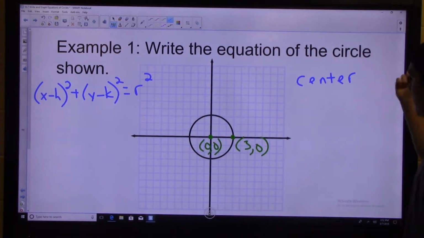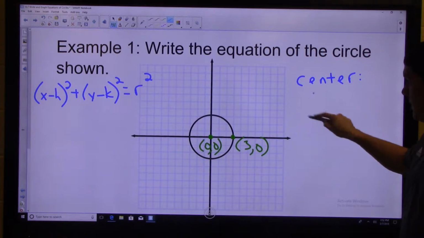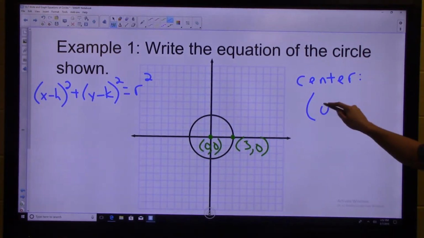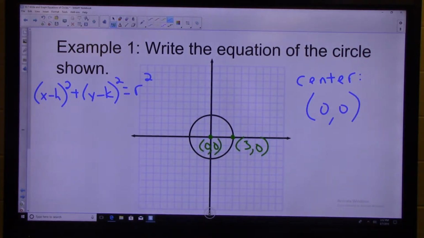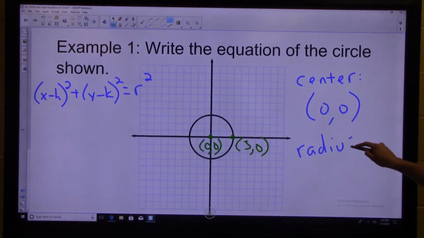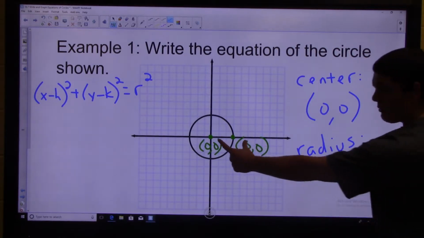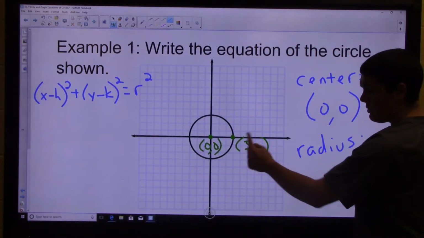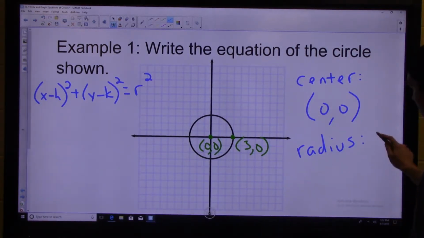All right, so let's first find the center. The center in this case is going to be (0, 0), which we mentioned earlier. So the center is (0, 0). And then what would the radius be? Well, hopefully you guys can see that the radius is 3. Okay, from the center to the circle, that's 3 units. So the radius is going to be 3.